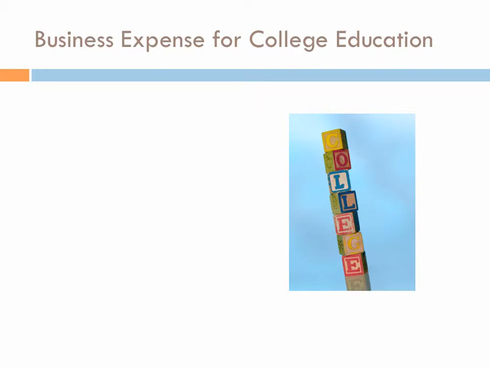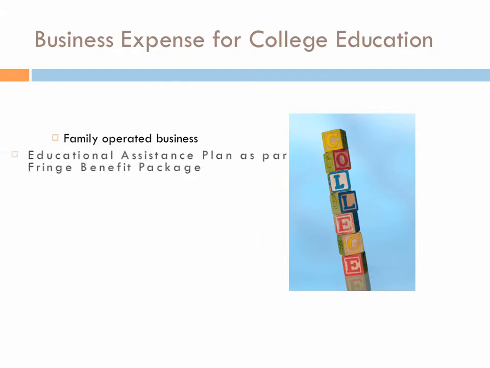Continuing with family businesses. If you run a family-operated business, you may be able to deduct some of your child's college education as a business expense. If you have a family-run business and your child works for you, you might benefit from establishing an educational assistance plan as part of your fringe benefits package. You can reimburse your employees up to a specified amount per year for qualified educational expenses. The reimbursements become a deductible business expense for your business, and the reimbursements are not taxable income to your employee.